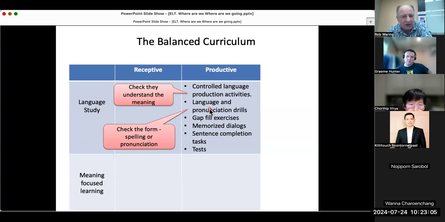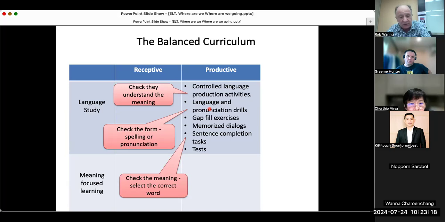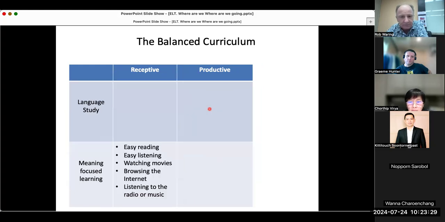So we want to check that the students know the form. Can they make the present tense properly? Do they know the difference between the present tense and the past tense? Can they spell a word properly? Can they pronounce it properly? Can they choose the correct word? Do they choose the word borrow, or do they choose the word lend? Can they use this in controlled, accuracy-focused language use?